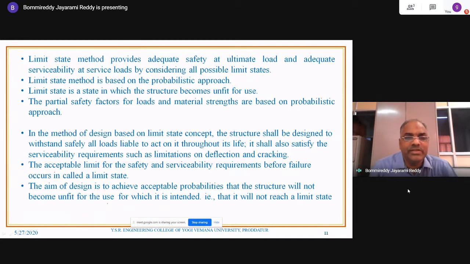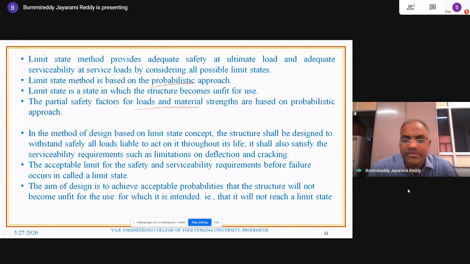Partial safety factors. The limit state method provides adequate safety at ultimate loads because we are providing a factor of safety for the load, and also adequate serviceability at service loads because the factor of safety is also induced by limiting the stresses. The limit state method is completely based on the probabilistic approach. The factors of safety for loads and material strengths are determined based on the probabilistic approach only.